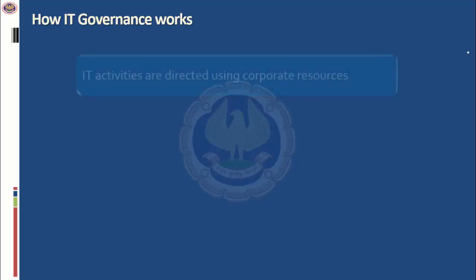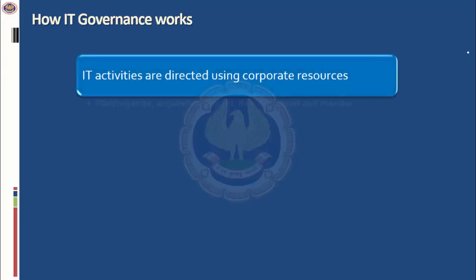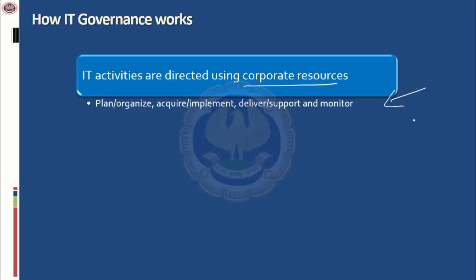Now, how does IT governance work? We already see this. Any IT activity uses certain corporate resources. From the perspective of governance, the management activities will direct how these are performed, and this could be in terms of plan, organize, acquire and implement, deliver, support and monitor. This is also called PBRM, plan, build, run and monitor.